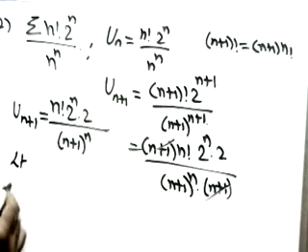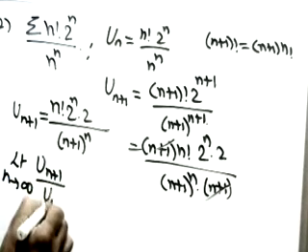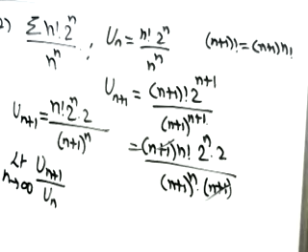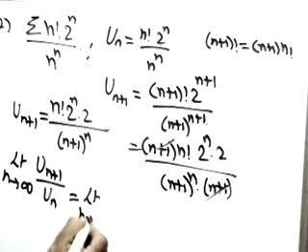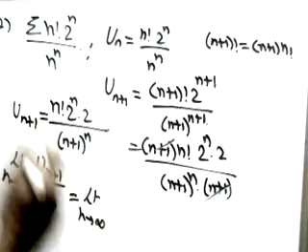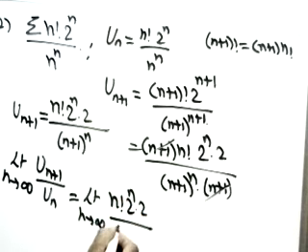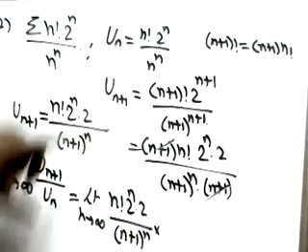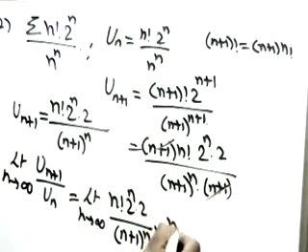Now let me use the formula. We have to find the limit as n tends to infinity of u(n+1) by u(n). If it is less than 1 convergent, greater than 1 divergent, equals 1 test fails. So the limit as n tends to infinity, u(n+1) is what we just wrote: n factorial 2 power n into 2 divided by (n+1) power n, into. We have to write this u(n) in the denominator. The denominator will become the numerator and the numerator will become the denominator.